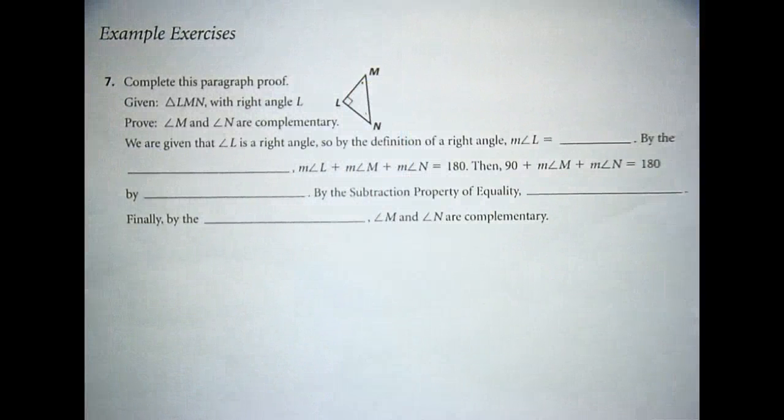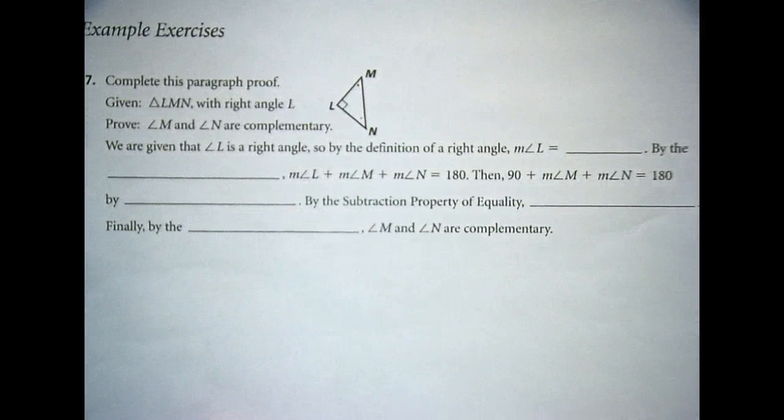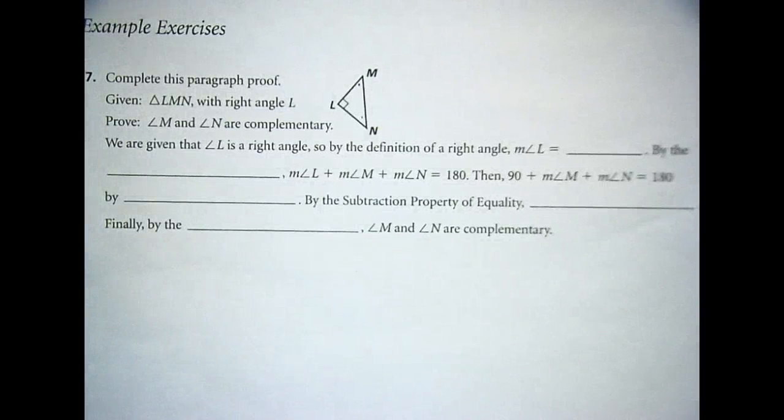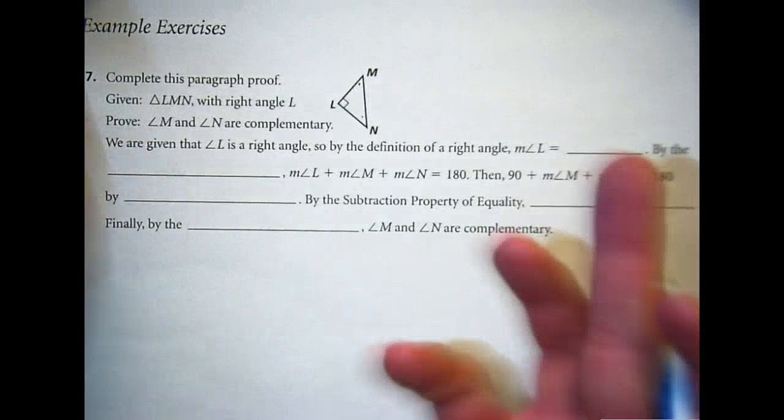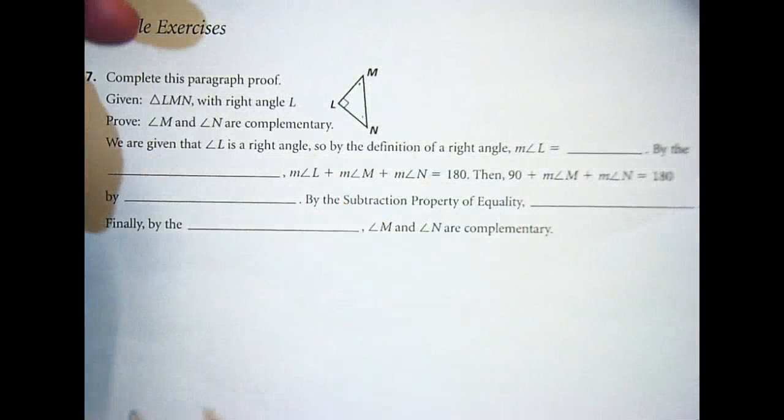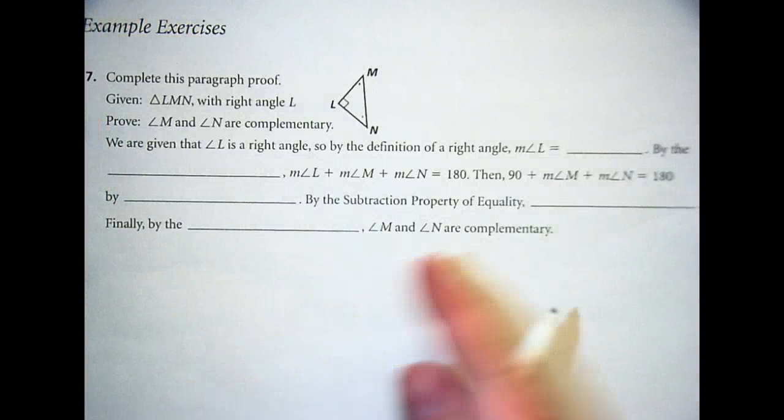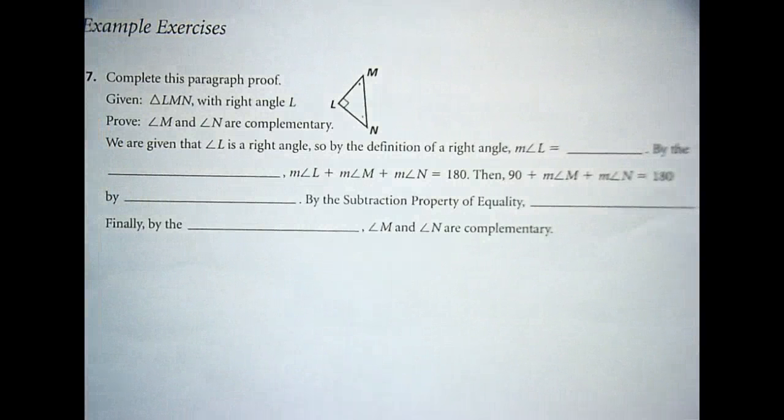Now some of you will go, well, there's a theorem that says that, so why would I have to prove it? Well, really what you're doing here is you're proving that theorem. So if there's a theorem that states that, you can't use that theorem to prove that theorem.